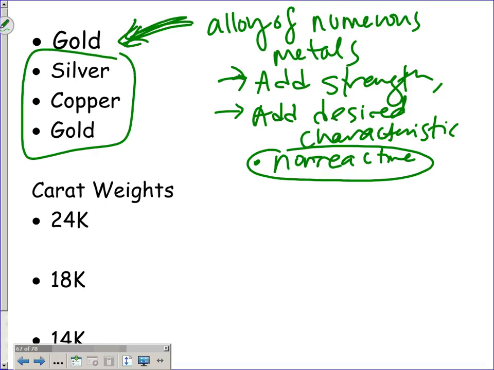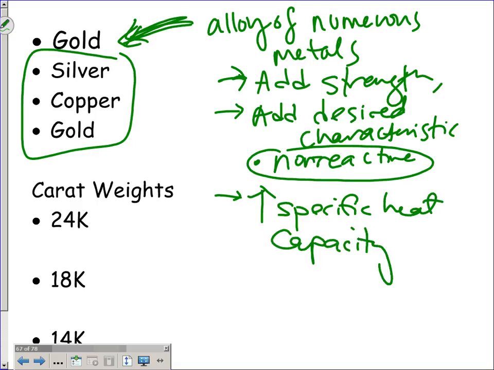Some other characteristics are they have a high specific heat, or specific heat capacity, which means that they can hold heat really, really well. Well, back in the 1800s or so, why would they want some sort of metal to hold heat really well?